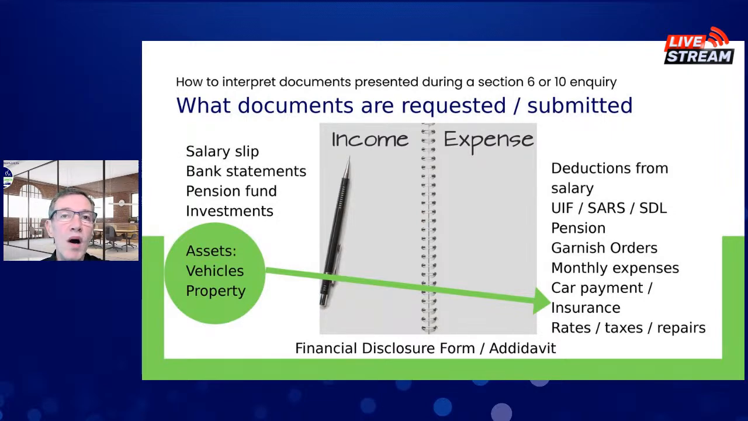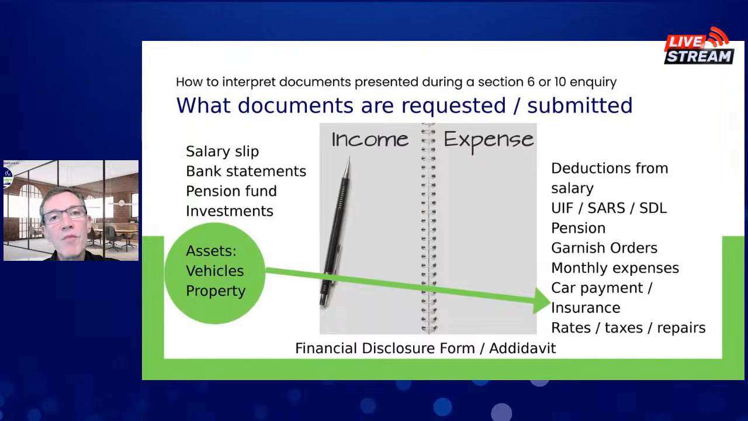So then it would be wise and advisable to submit supplementary affidavits and supplementary documentation, so that the court, when they deal with the issue of the income and the expenditure of both parties, has up-to-date information. So what documents are we talking about?